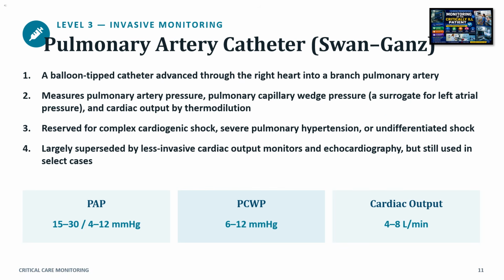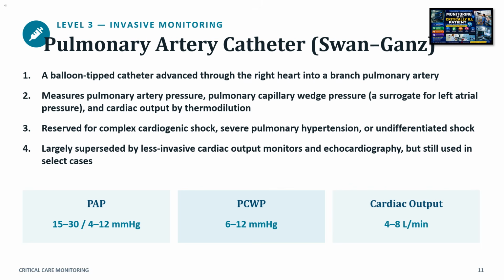Level 3 invasive monitoring. Pulmonary artery catheter, Swan-Ganz. 1. A balloon-tipped catheter advanced through the right heart into a branched pulmonary artery. This allows direct measurement of pressures inside the heart and pulmonary circulation. 2. Measures pulmonary artery pressure, pulmonary capillary wedge pressure, a surrogate for left atrial pressure, and cardiac output by thermodilution. This provides detailed hemodynamic data on preload, pulmonary pressures and pump function.